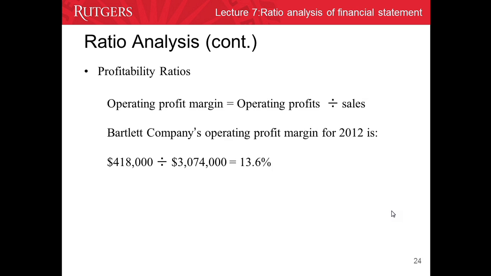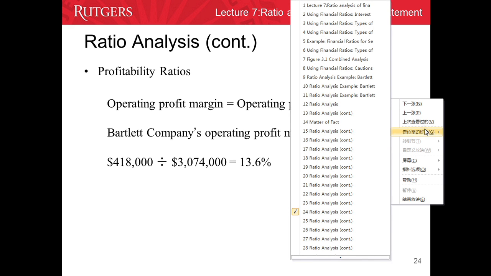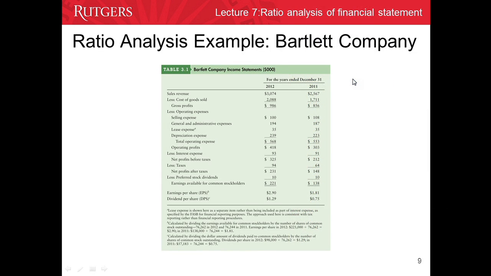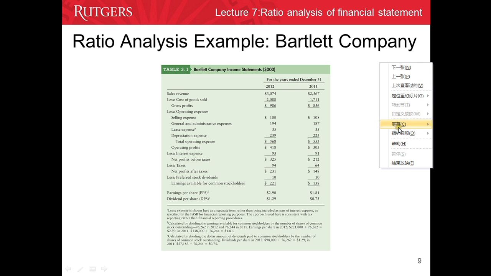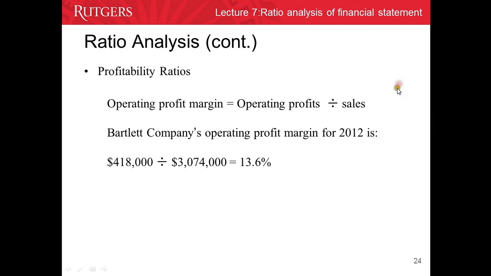Another profitability ratio is called operating profit margin. We just use the operating profit divided by sales. Okay, let's find the operating profit. Here we can find that it equals $418,000. We just use this number divided by the sales revenue to get the result equals 13.6%.